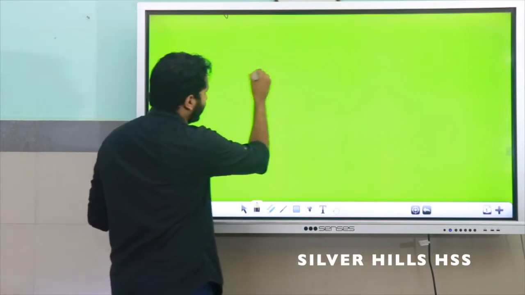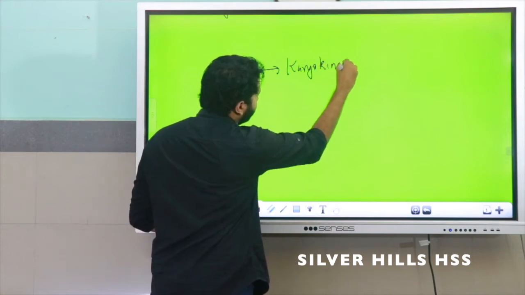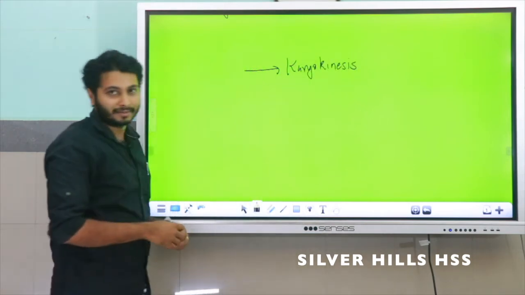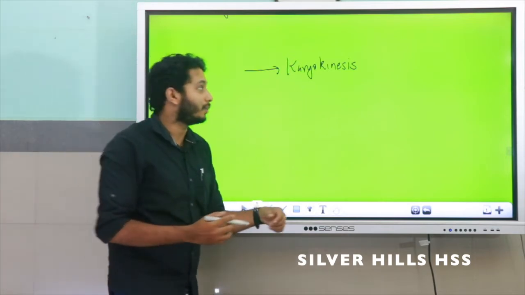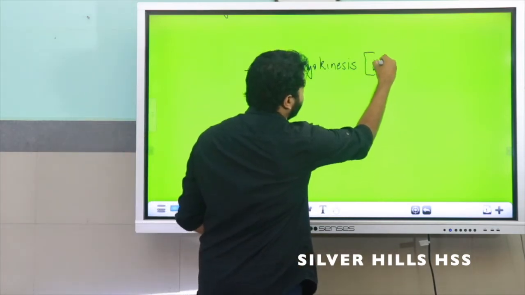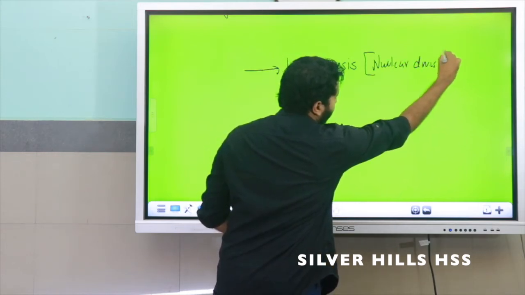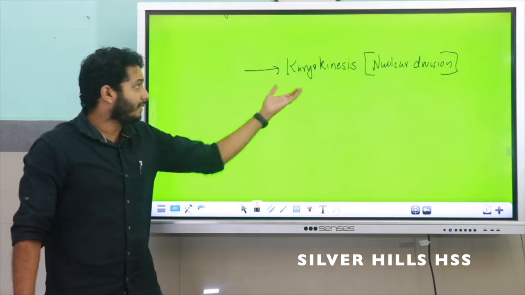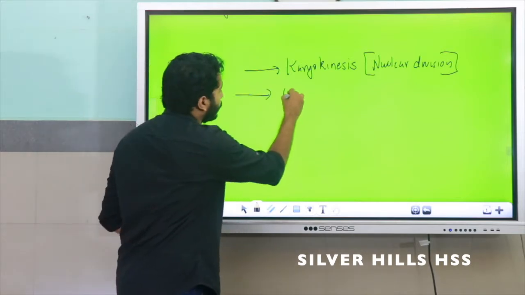The first stage is termed karyokinesis. Karyokinesis means the division of the nucleus, or nuclear division. This nuclear division is followed by cytokinesis.